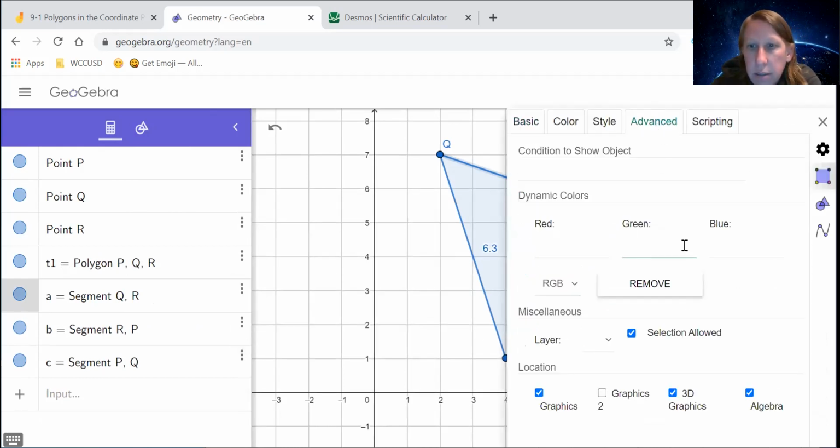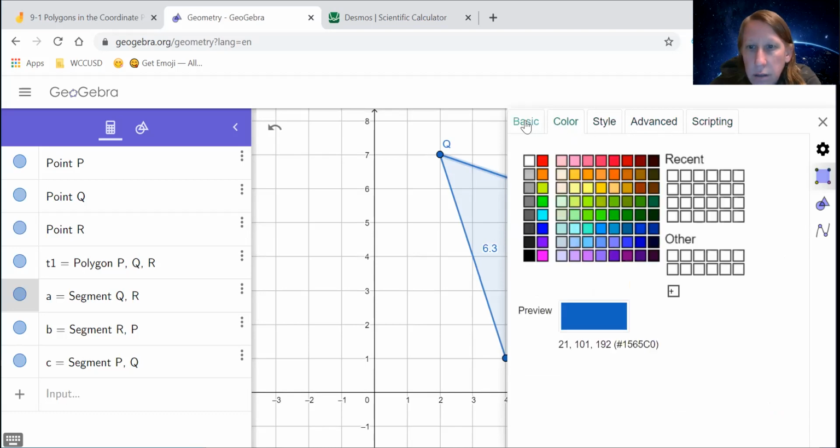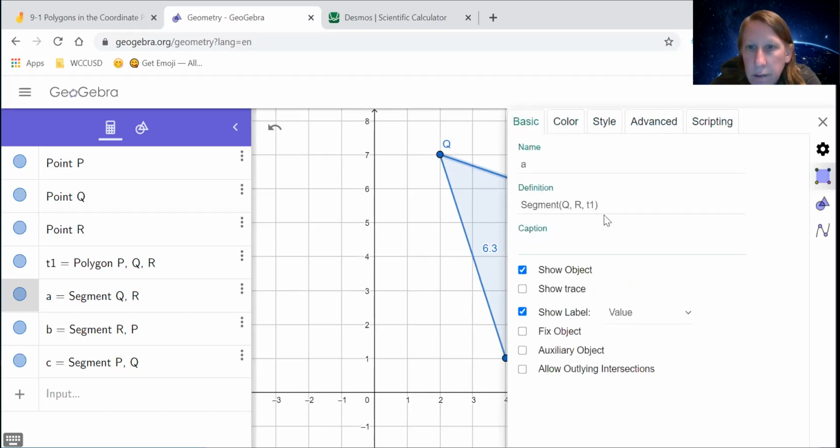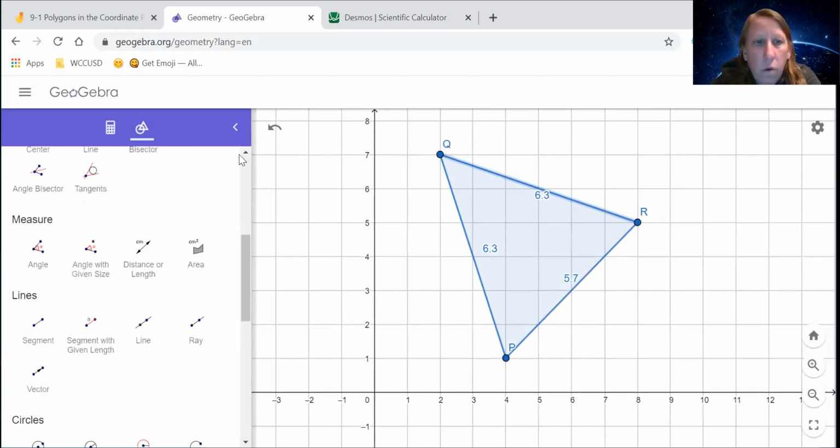See this advanced scripting, color. This is the computer program that it's running. It's actually just doing the distance formula between those 2 points. So it'd be fun to play around in here a little bit more. I haven't done that a whole lot. So that's it.